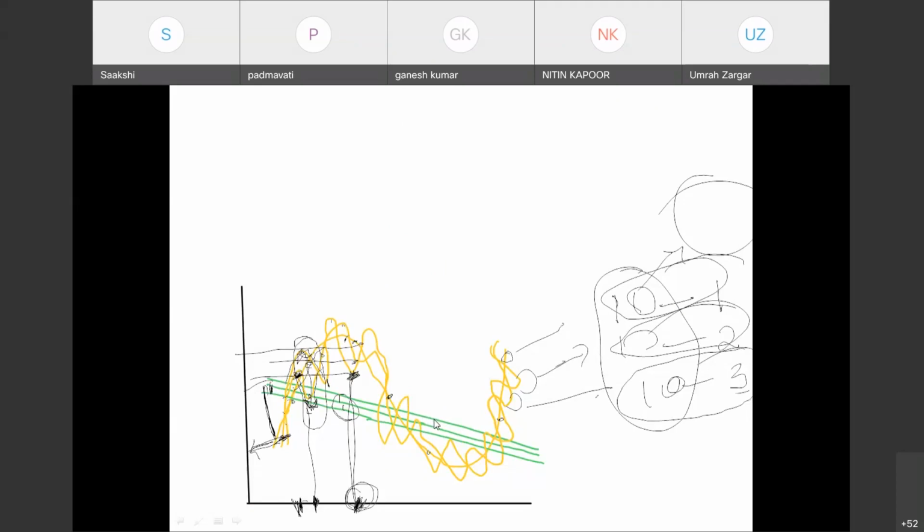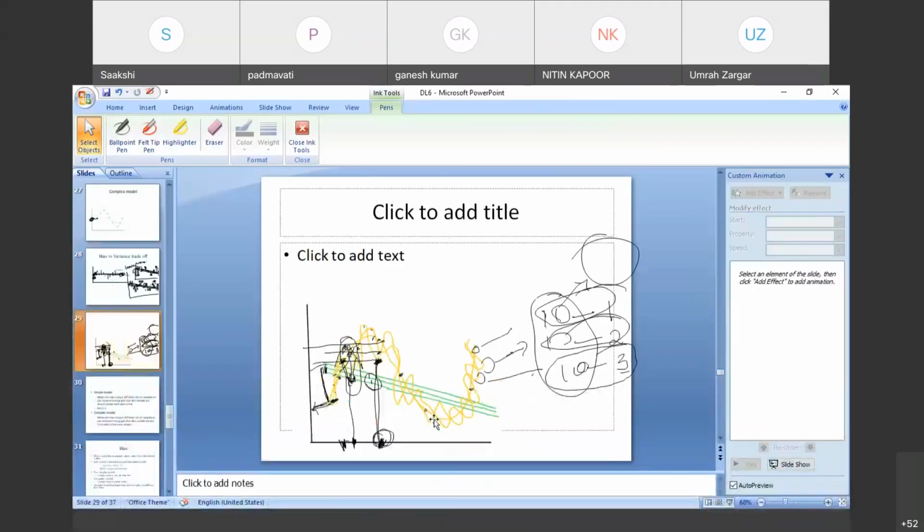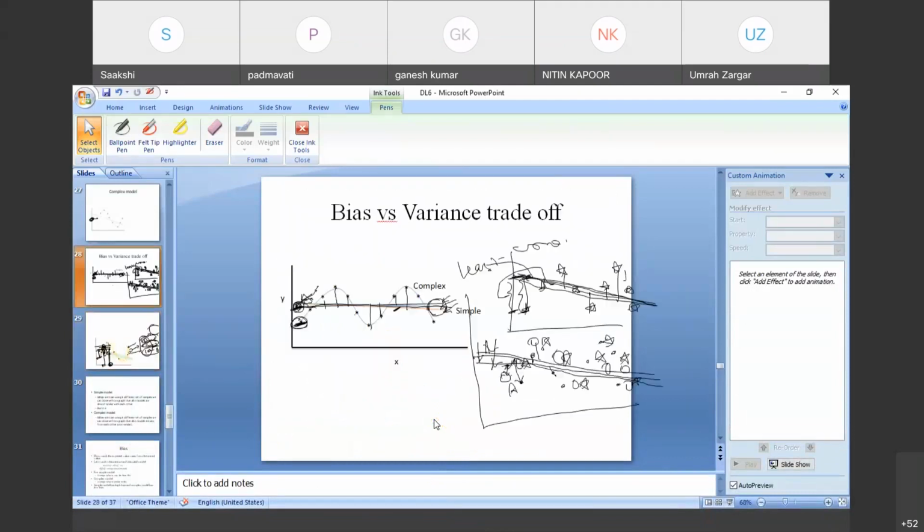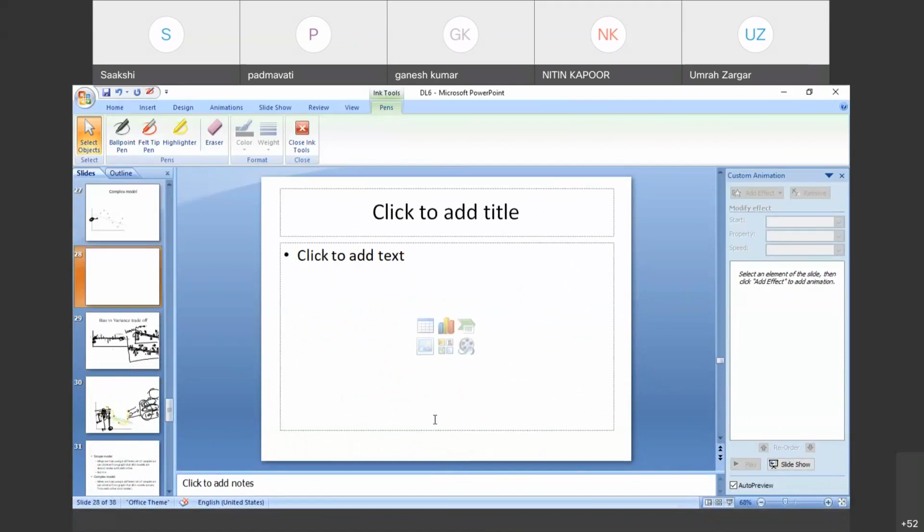First, what I will try to do is, suppose I don't have any slide which is blank. Let me create a blank one and let me explain.